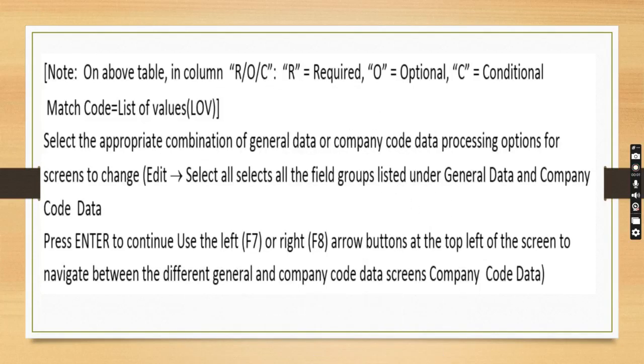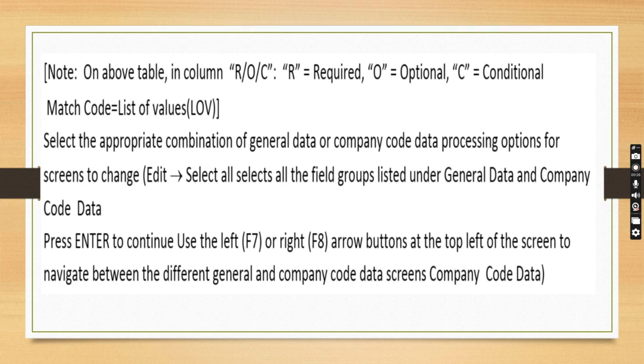As earlier we have discussed ROC. There are three categories: required, optional, and conditional match. Select the appropriate combination of general data or company code data processing option for screen to change. Edit, select all the select field group listed under the general data and company code data.